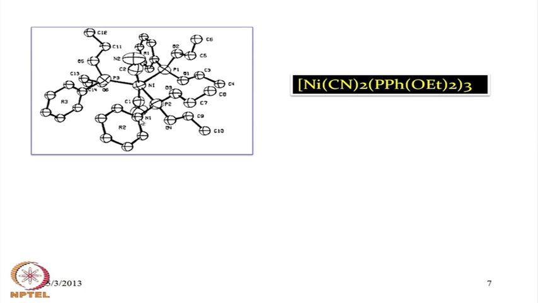Similarly, this is one more example of this, nickel with 2 cyanide and 2 phosphine type of ligand. So, this is one more square bracket. We have 3 triphenyl phosphine and 2 CN minus groups attaching to it. So, this is another example of a molecule where we have a coordination number of 5.